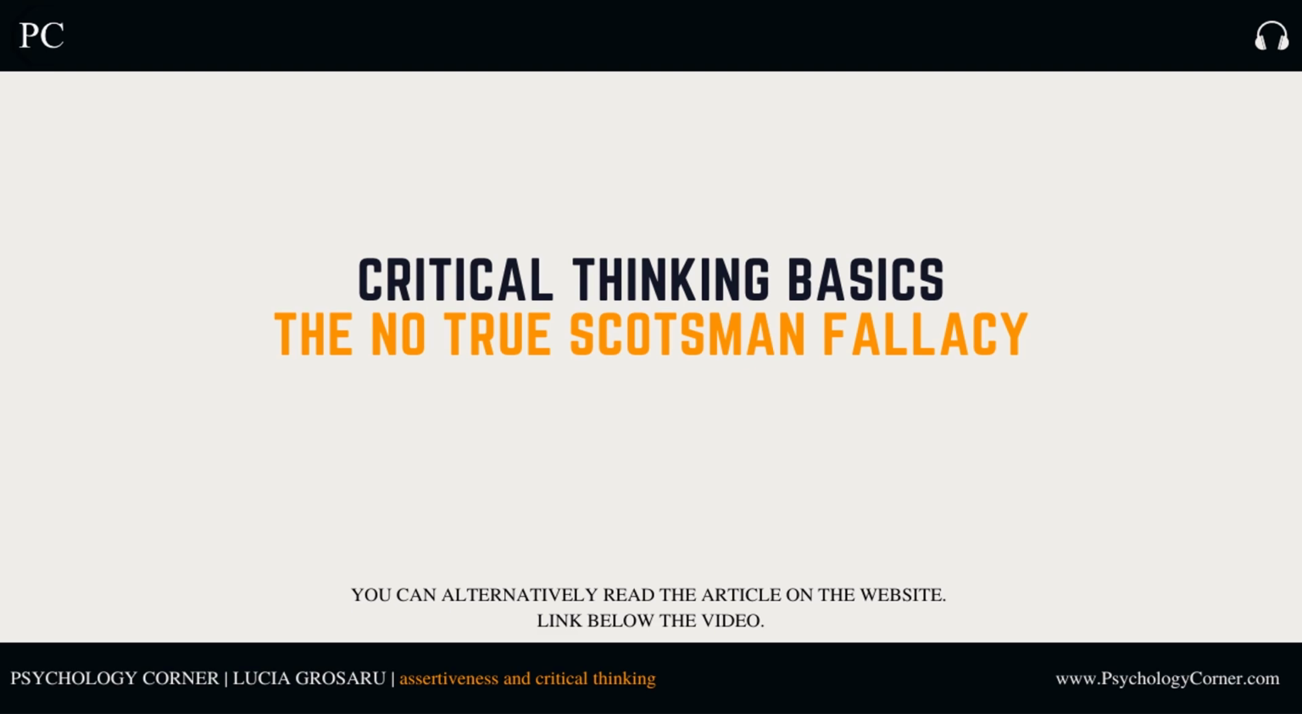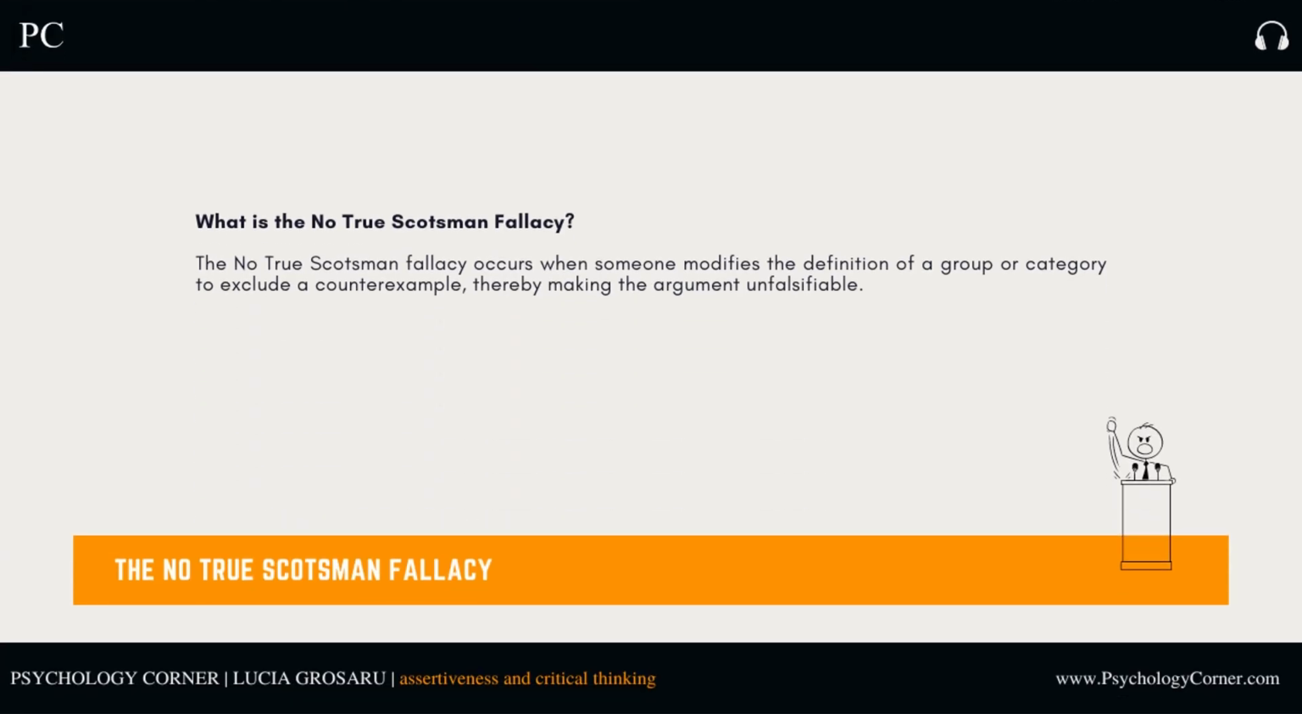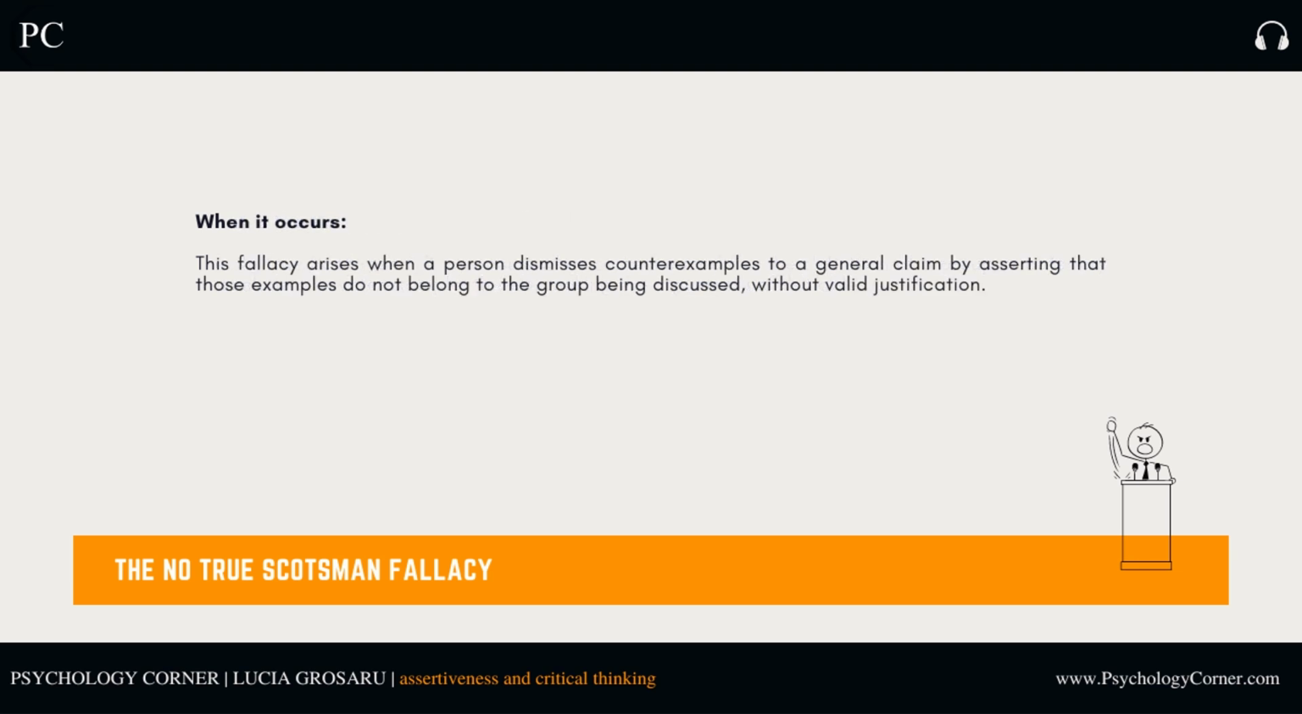What is the no true Scotsman fallacy? The no true Scotsman fallacy occurs when someone modifies the definition of a group or category to exclude a counterexample, thereby making the argument unfalsifiable. This fallacy arises when a person dismisses counterexamples to a general claim by asserting that those examples do not belong to the group being discussed, without valid justification.